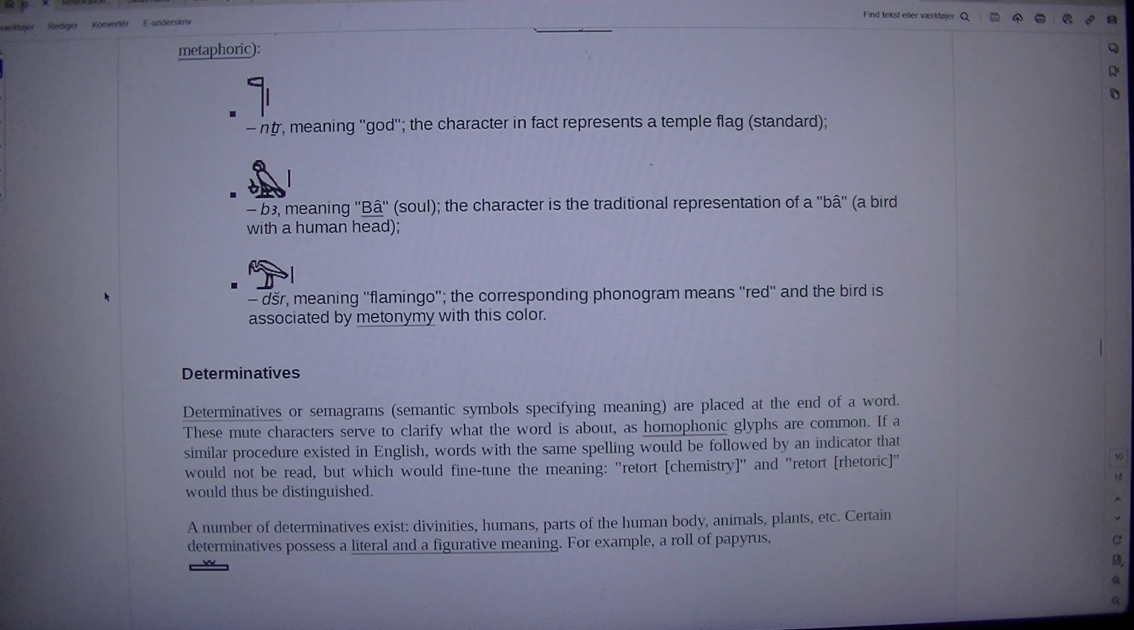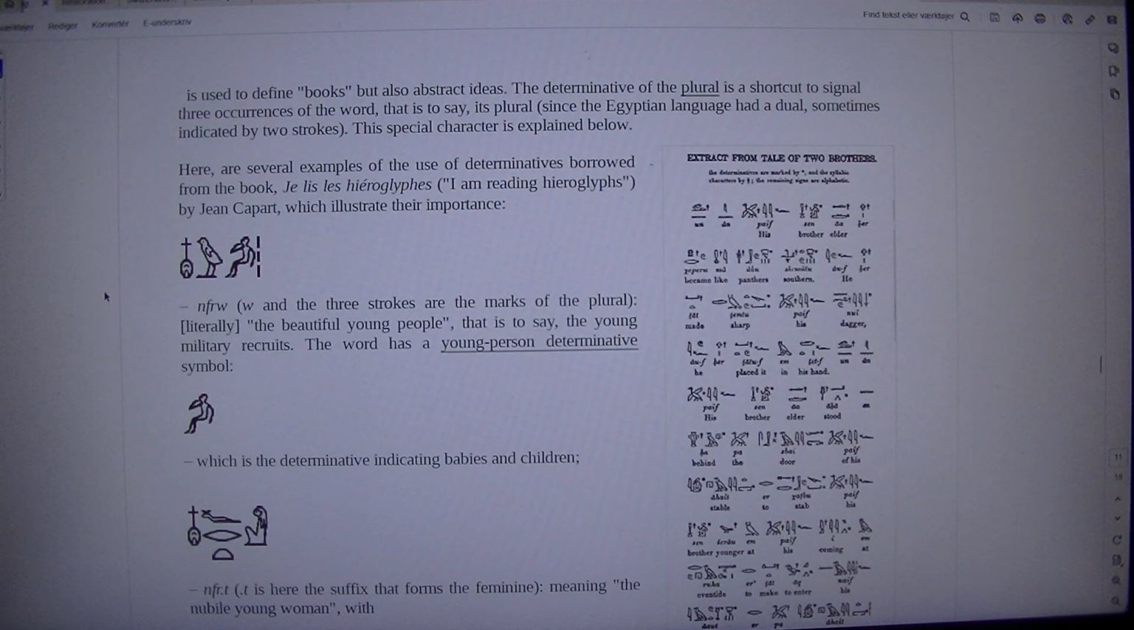Divinities, humans, parts of the human body, animals, plants, etc. Certain determinatives possess a literal and a figurative meaning. For example, a roll of papyrus, Y1, is used to define books but also abstract ideas. The determinative of the plural is a shortcut to signal three occurrences of the word, that is to say, its plural, since the Egyptian language had a dual, sometimes indicated by two strokes. This special character is explained below.